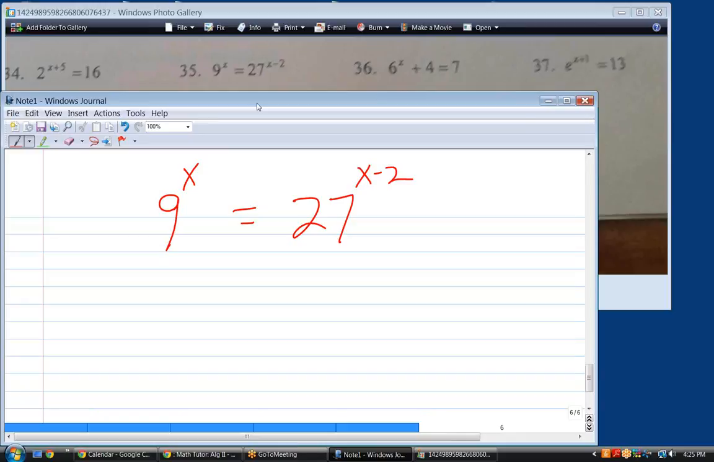One way is to come up with a common exponential base for both of these numbers. What's the common exponential base for 9 and 27? 3. Yeah, it's not 9, it's 3. And by that I mean I can write 9 as 3 squared, and I can write 27 as 3 cubed.